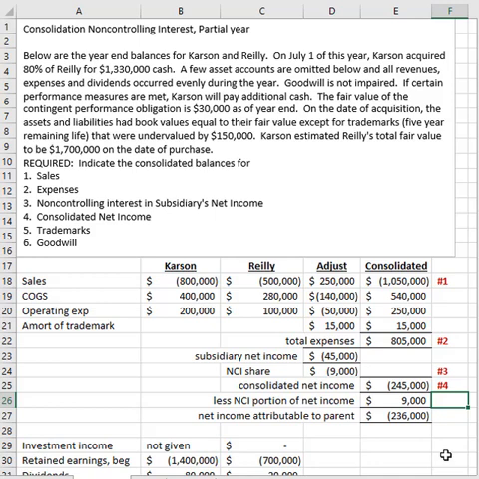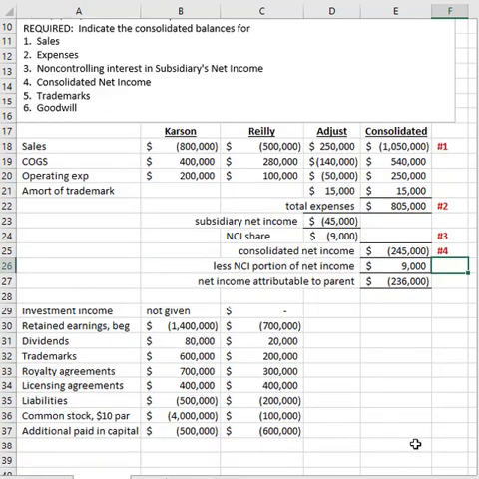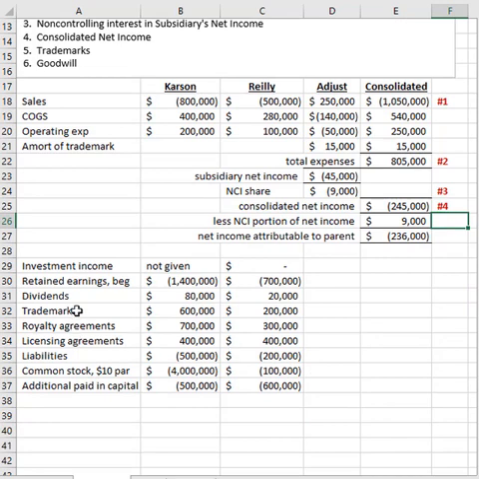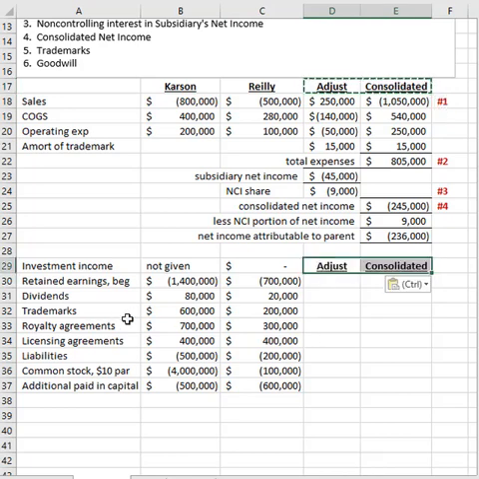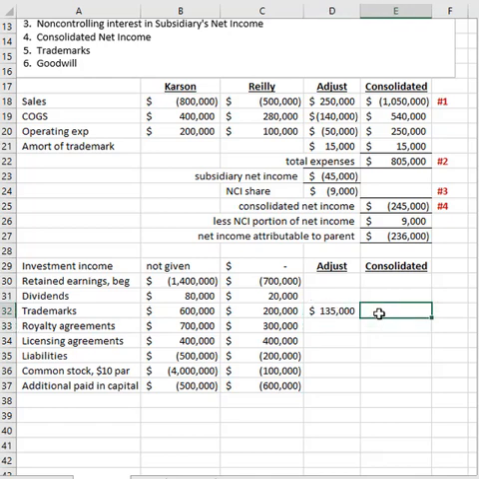All right, so now they want to know what will be the consolidated trademark. Okay, so let's go on down here to trademarks. So we have the book value here and a book value here. We would be adding 150 and subtracting that 15,000 amortization, right? So the consolidated is going to look like that.